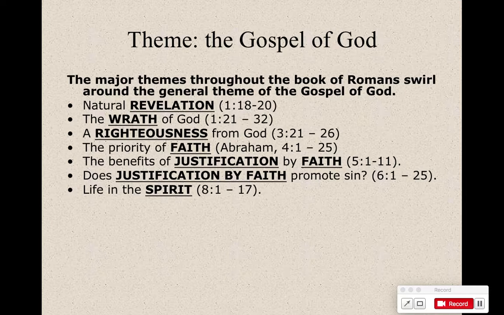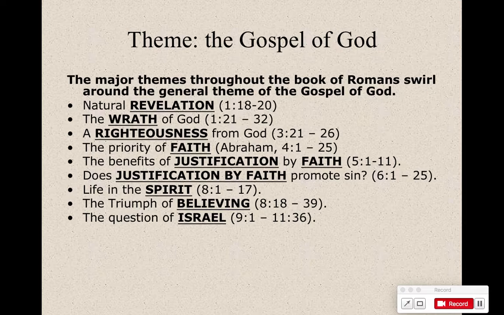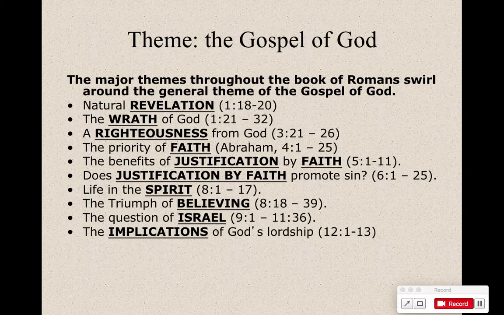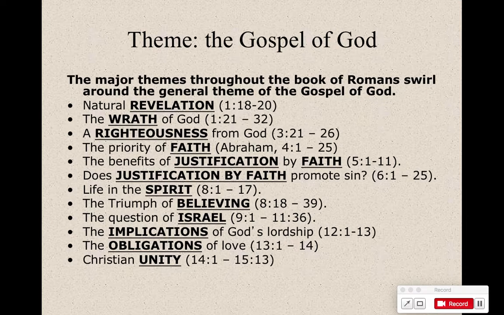He talks about having a life in the Spirit. He talks about the triumph of believing in God. There are some questions about Israel, which are some great passages, chapter 10, verses 9 through 10. Those who confess with their mouth that Jesus Christ is Lord will believe in him. And then the implications of God's lordship, of who he is, to love, and then to have unity in the church. And so this is a great book to be in and understand.